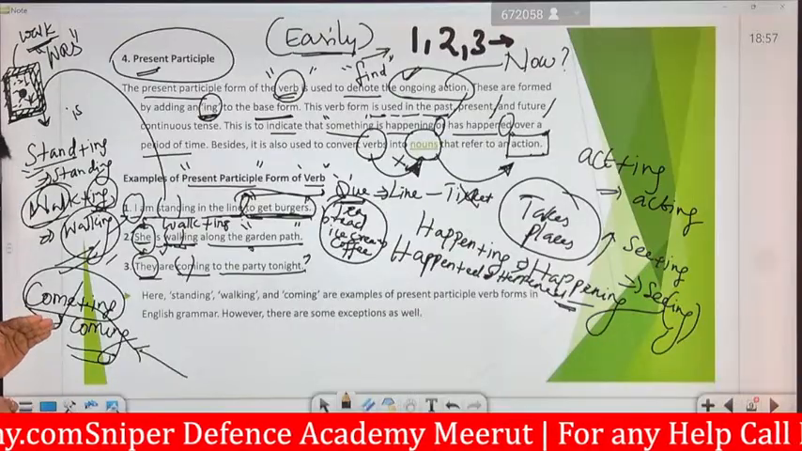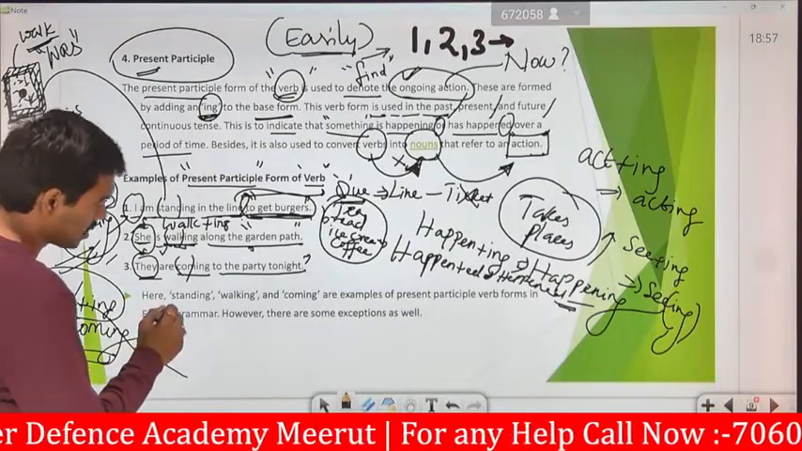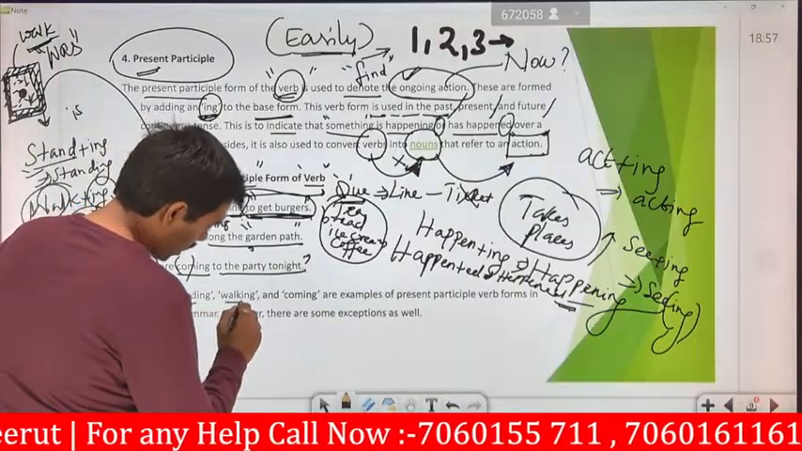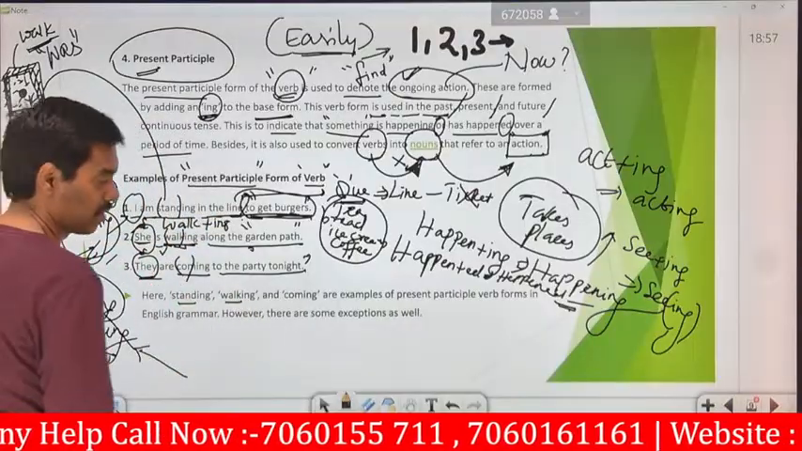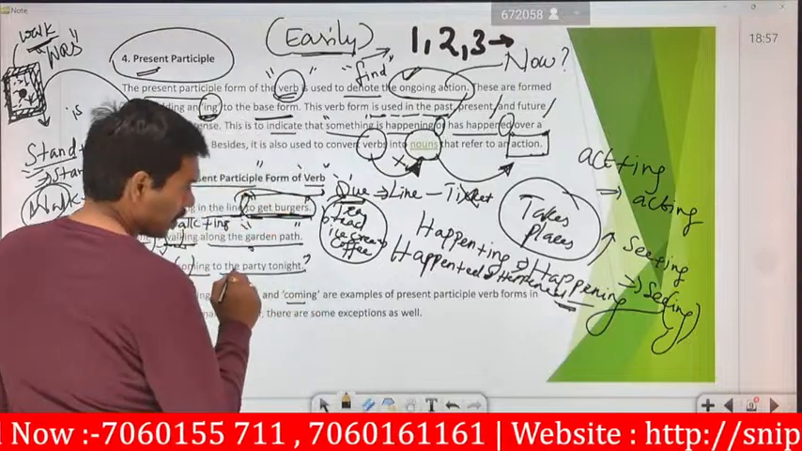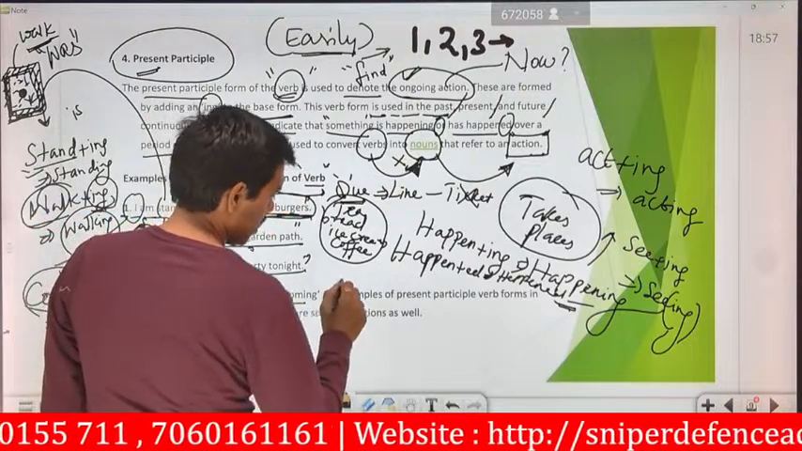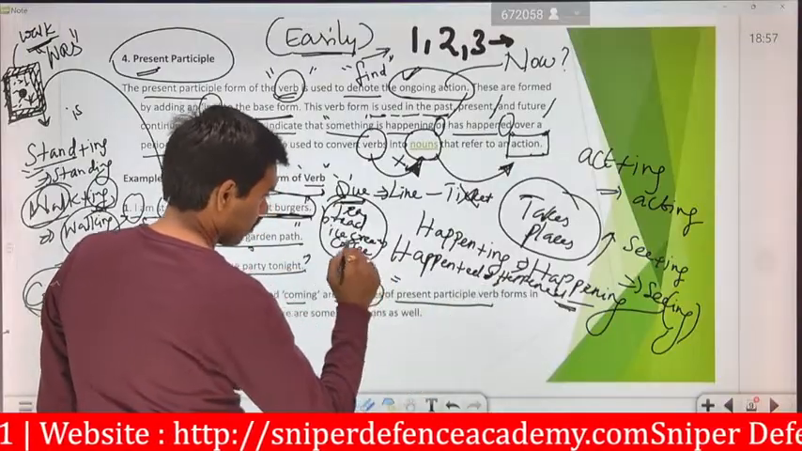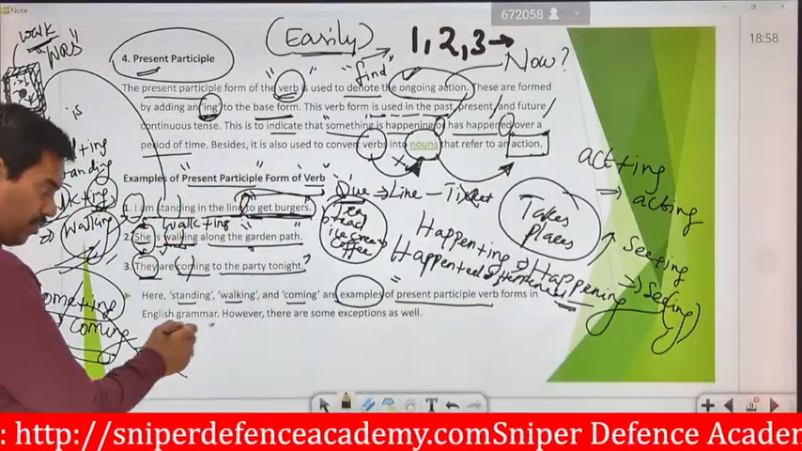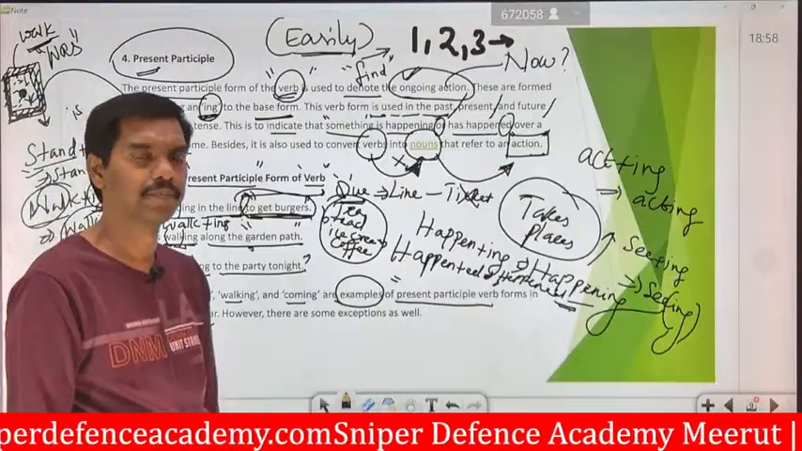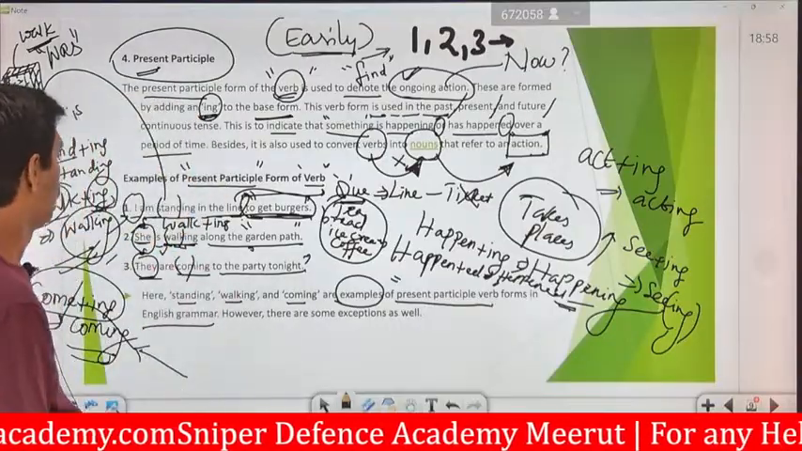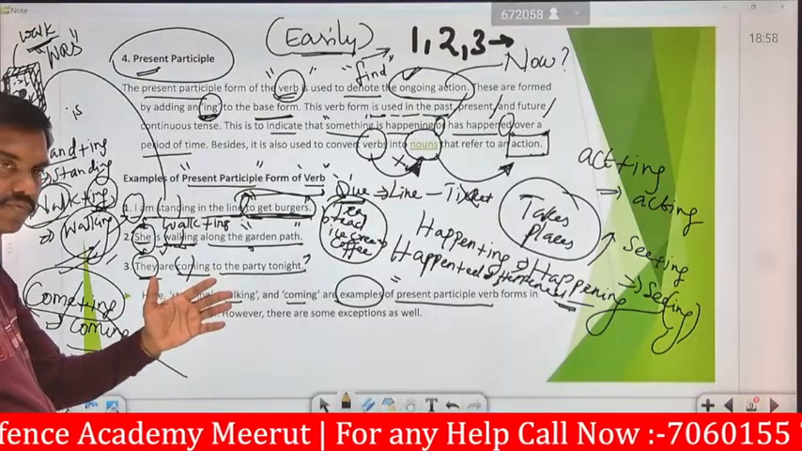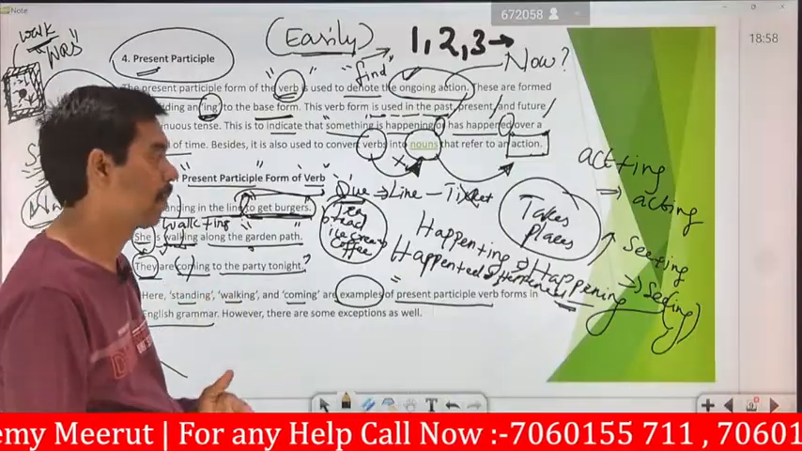So what examples have we seen here? Stand plus ing gives standing in terms of present. Walk plus ing gives walking in terms of present participle. Come plus ing gives coming. These are some examples of present participle verbs in English grammar. Here are some exceptions as well. We will see a few examples in the upcoming classes.